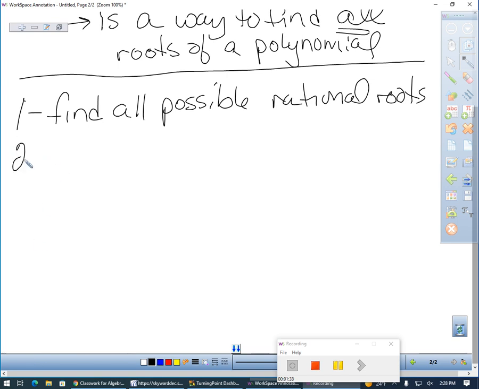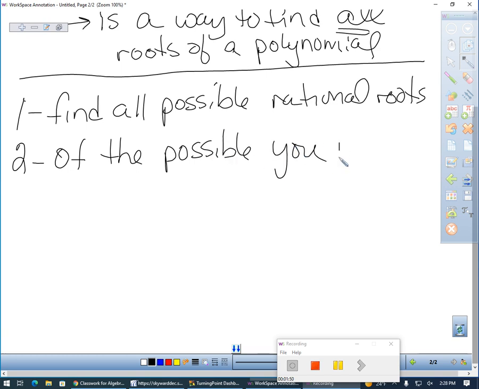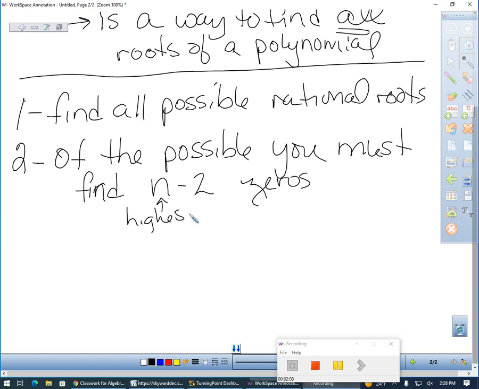Step 2. Of the possible, you must find n minus 2 zeros, where n is your highest exponent. All right, so if your exponent is 5, you've got to find 3 zeros out of your possible. If your exponent is 6, you've got to find 4. Okay?